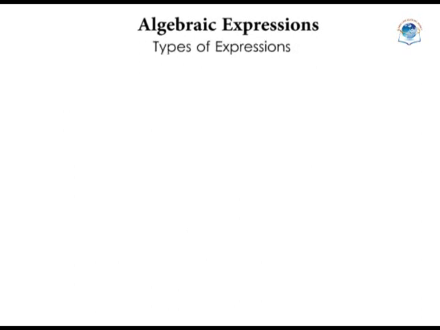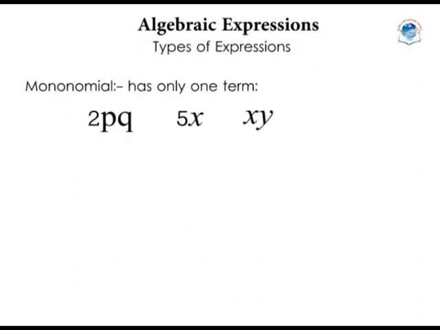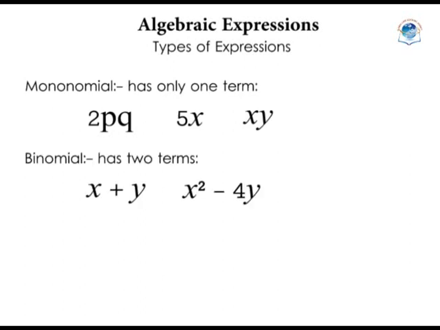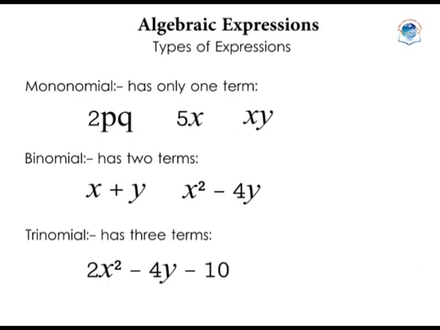An algebraic expression with only one term is called a monomial, like 2pq, 5x, xy, and so on. An expression with two terms is called a binomial. For example, x plus y, x squared minus 4y, and so on. An expression with three terms is called a trinomial, like 2x squared minus 4y plus 10. The expressions with two or more terms are collectively called polynomials. Poly means many.